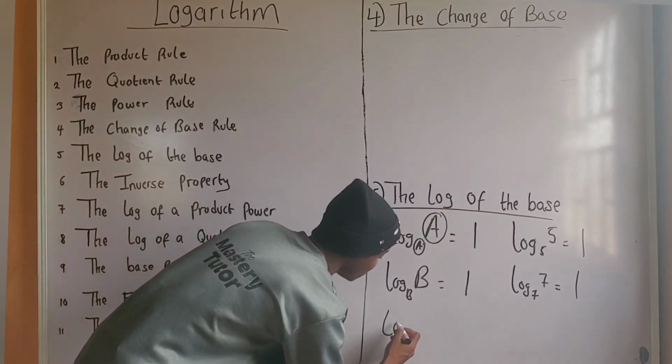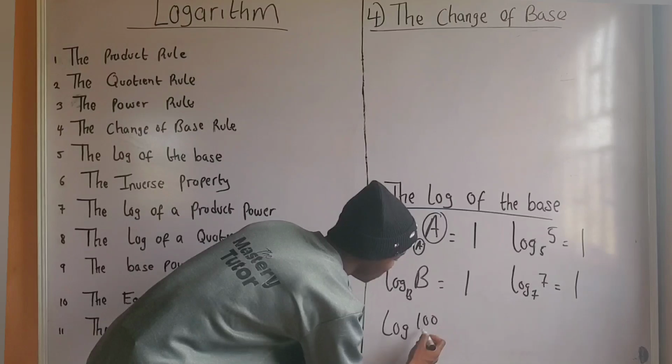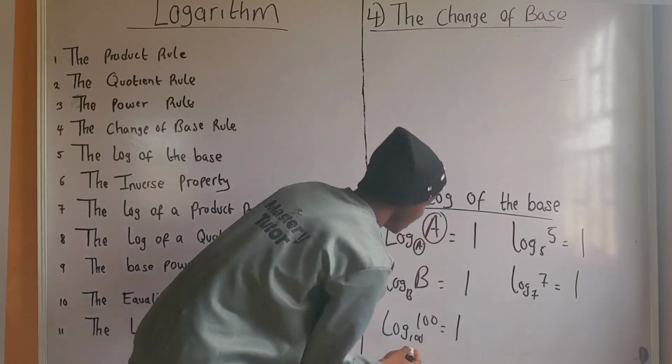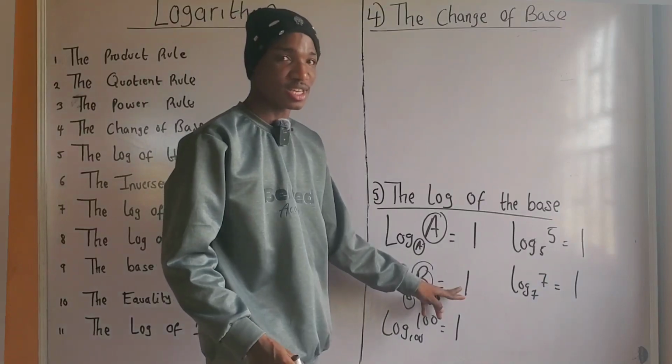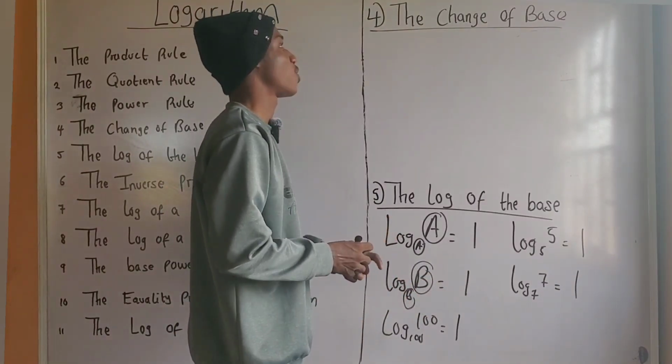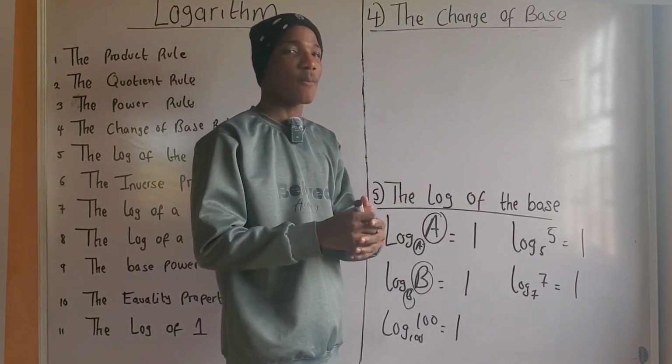Log 100 base 100, the answer will be 1. Anytime what you have here is the same as what you have here, the result will be 1. Do you understand? Okay, now let us go back to the fourth law, which is the change of base law.